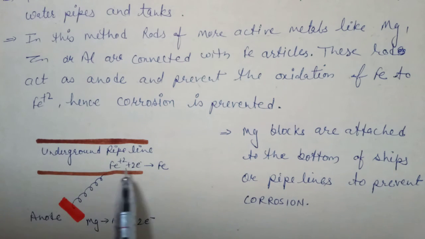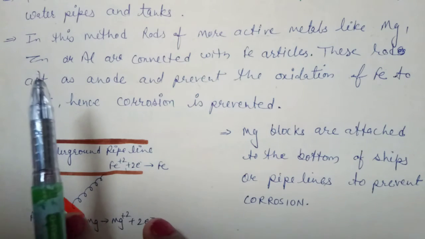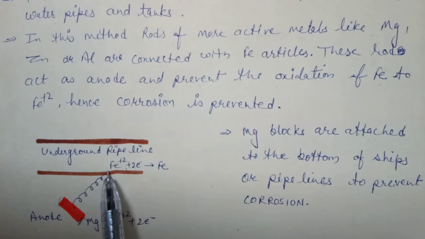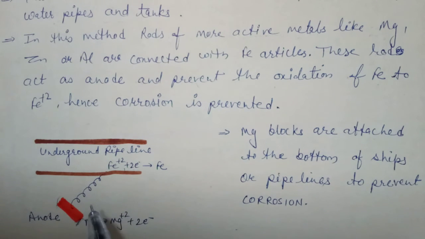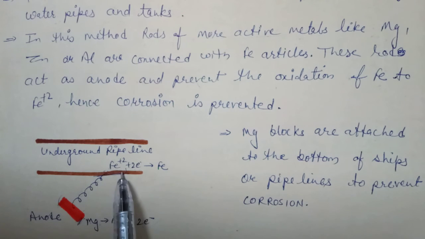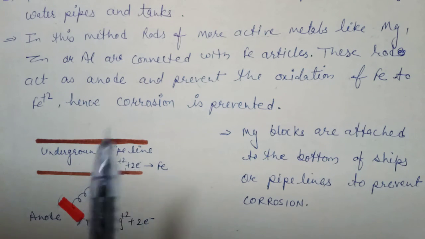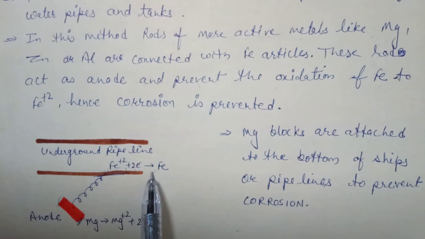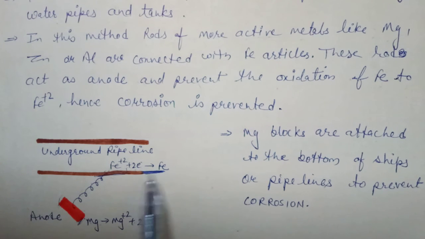So if these underground pipelines or bottoms of ships are connected with a rod of a more active metal like magnesium, zinc or aluminium, then this more active metal acts as anode. We have studied in the electrochemical series that the more electropositive metal always acts as anode. So the Mg, Zn or Al rod acts as anode, and Fe acts as cathode. At the anode, oxidation takes place and electrons are released. These electrons reach the iron article by the wire, and if Fe²⁺ ions are formed, these Fe²⁺ ions are reduced into Fe. So corrosion is prevented.